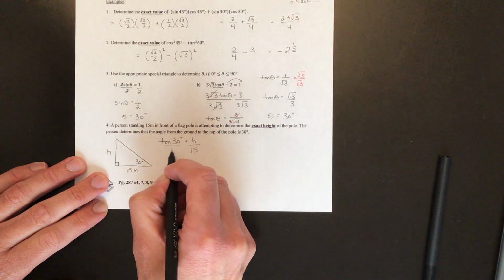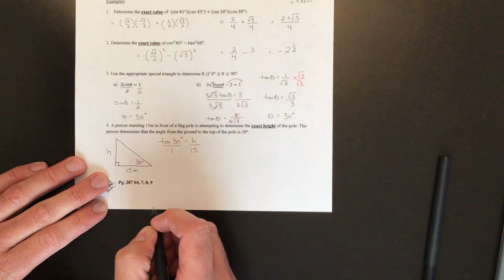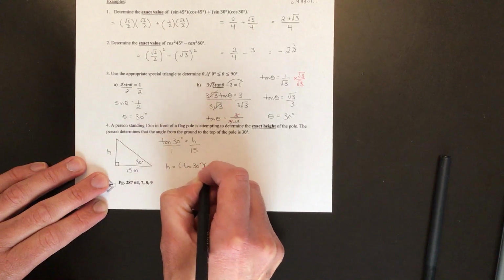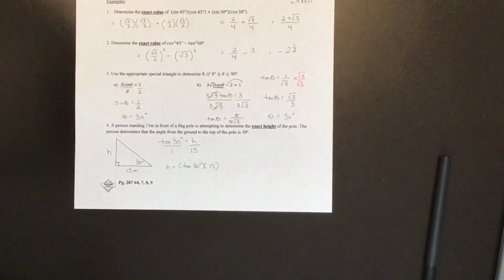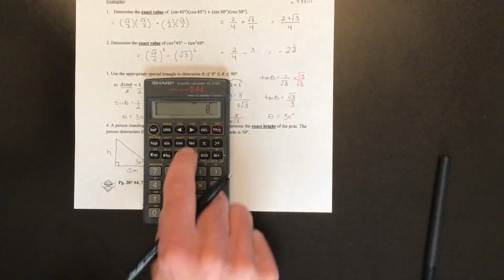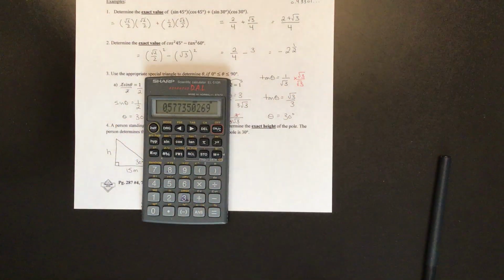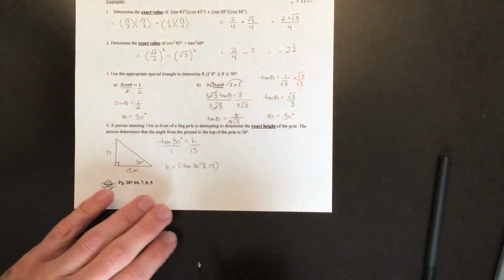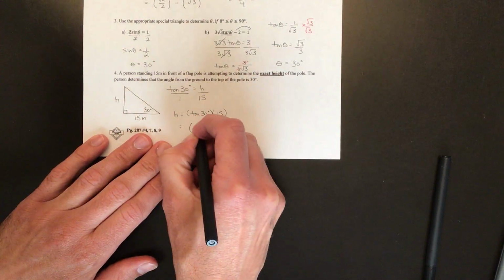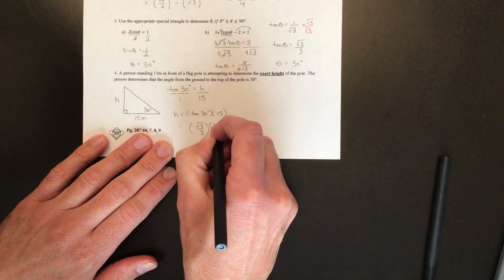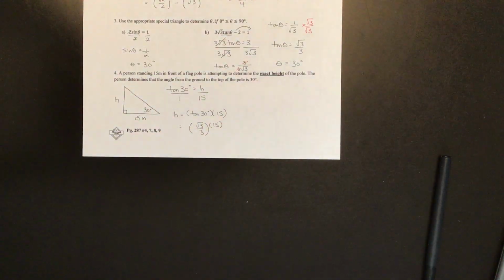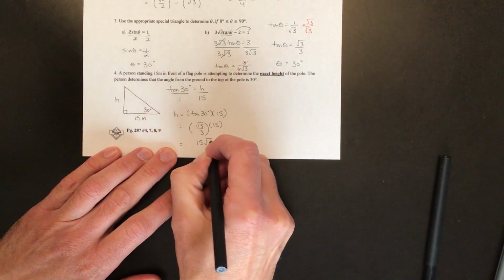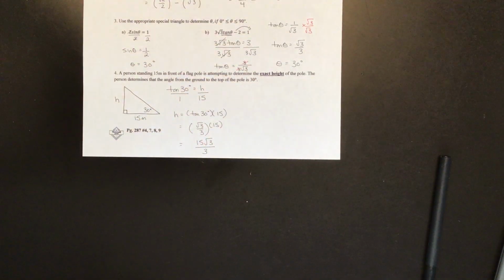Again, just like I would any other SOHCAHTOA type question, I'm going to rearrange this by cross multiplying. So H equals tan 30 times 15. Now, normally what we would do is we go to our calculator, type in tan 30 and get our decimal. Of course, we don't want that. We want the exact value. So in place of tan 30, I'm subbing in root 3 over 3, times 15. So we can multiply those together, and we get 15 root 3 over 3.